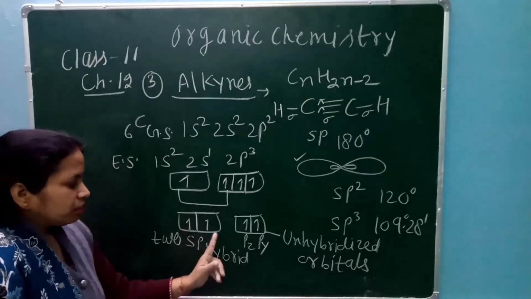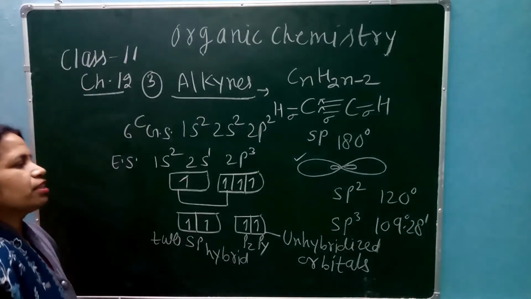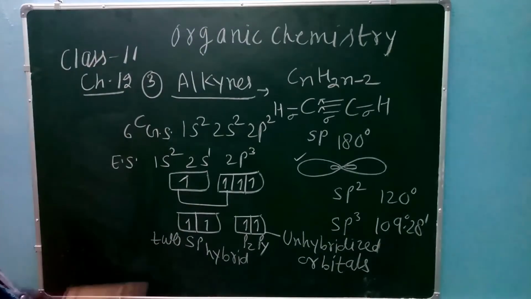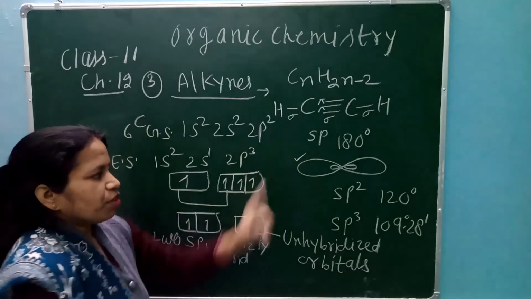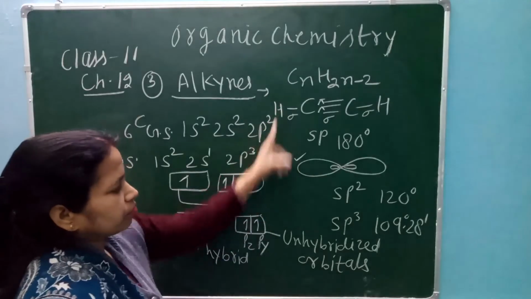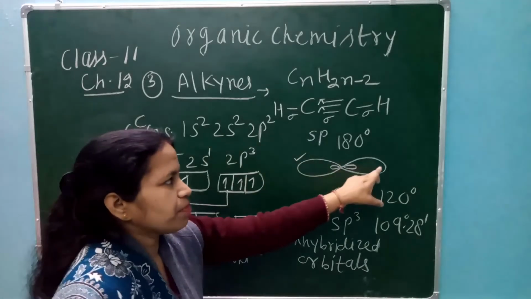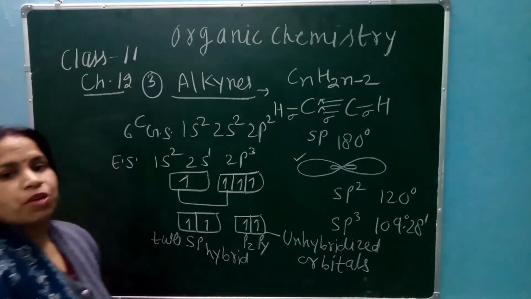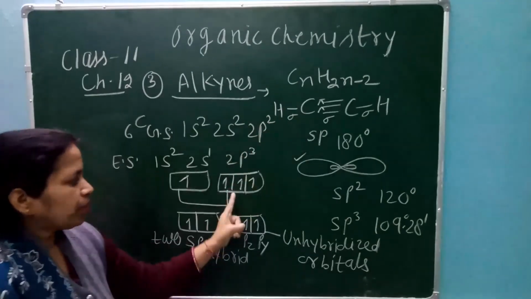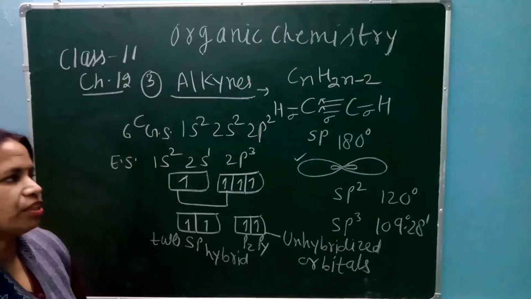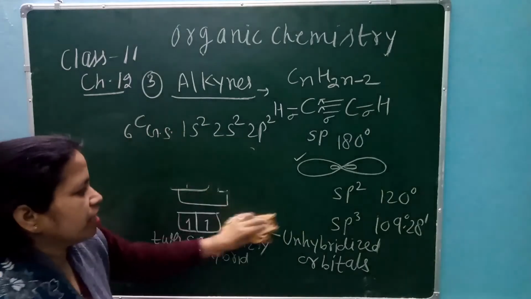Now, how to form acetylene? Now, the molecular diagram of acetylene, how to form it? Write down these steps. There are two sp hybrid orbitals: one sp hybrid orbital forms a sigma bond by overlapping with hydrogen, and one sp hybrid orbital forms a sigma bond with the other carbon. Then there are two p orbitals, and by sidewise overlapping they form two pi bonds. So now draw the structure of acetylene.